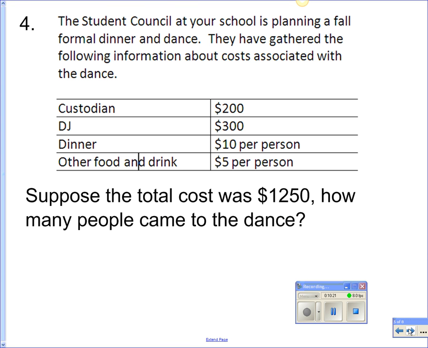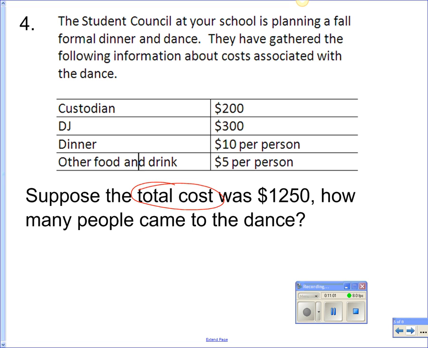All right, number 4. Tyler, read the first sentence. Good. Devin. They have gathered the following information from close associates. Good. Nadia. The bottom part. Good. Andrew, what word should I circle? Very good.